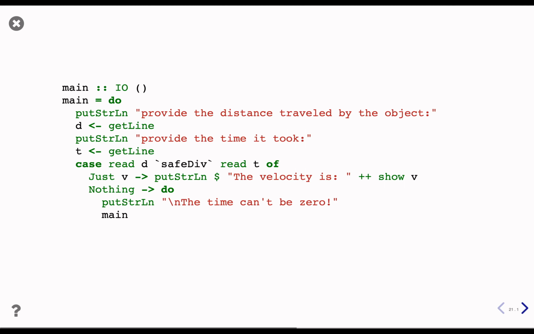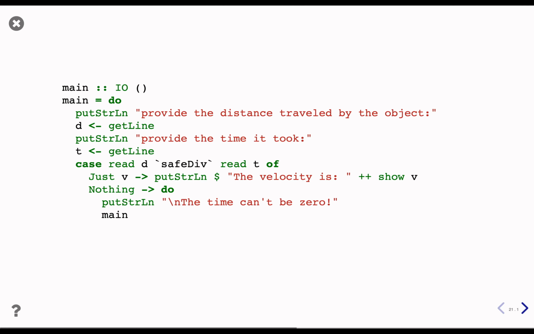Now, if the person provides a 0 for the time, it will keep running and asking for the numbers again until it gives a valid time. By using this technique, we completely avoided a runtime error. It doesn't matter which numbers the user chooses, our program won't crash.